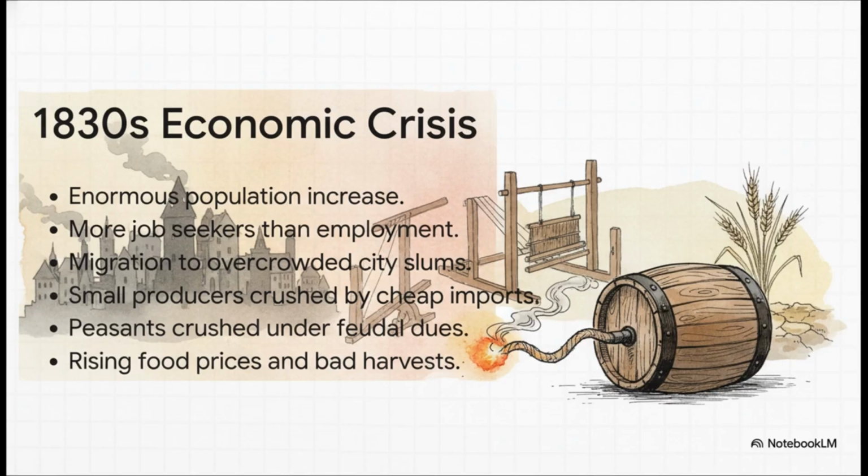An enormous population spike across Europe meant there were far more job seekers than actual jobs. Desperate people migrated from rural areas into incredibly overcrowded city slums. Meanwhile, small-town producers, especially textile weavers working from home, were totally devastated by a flood of cheap, machine-made goods imported from a rapidly industrializing England. Add in a year of bad harvests, skyrocketing food prices, and peasants still suffocating under heavy feudal dues, and you essentially have a continental powder keg of poverty.